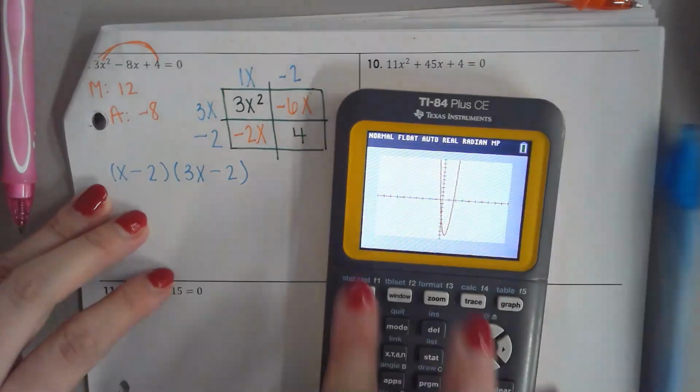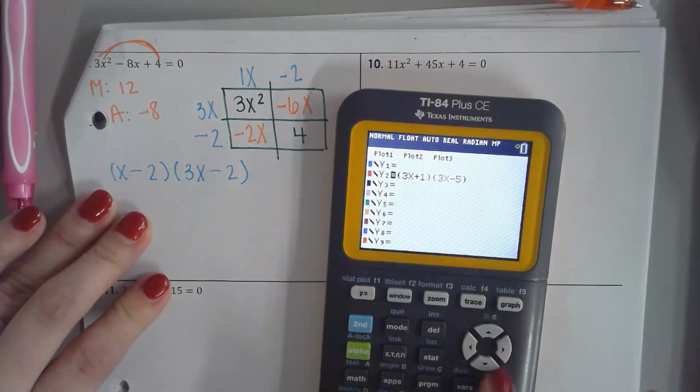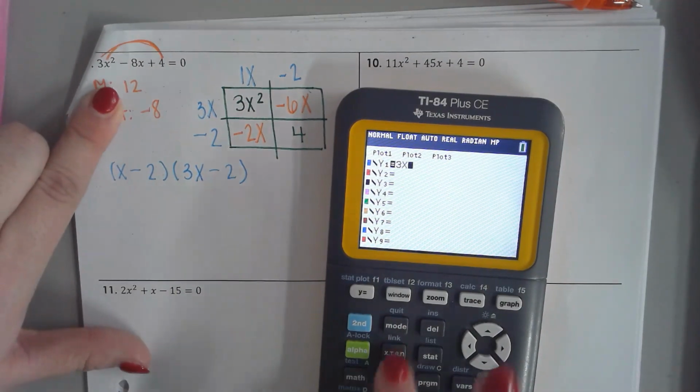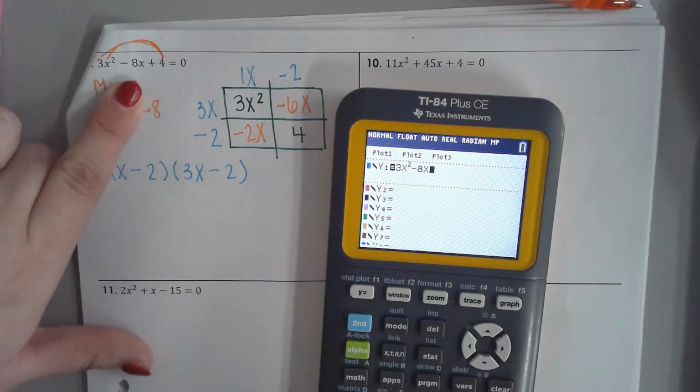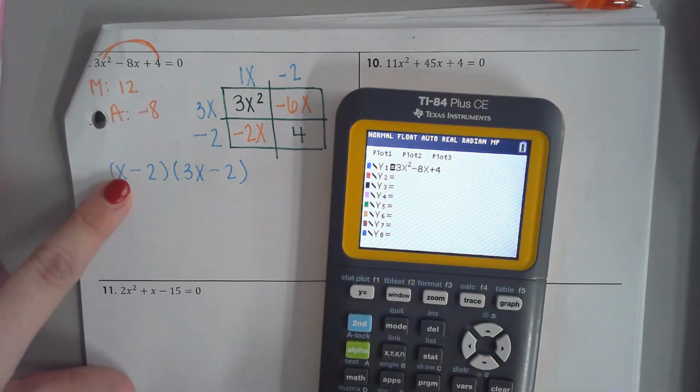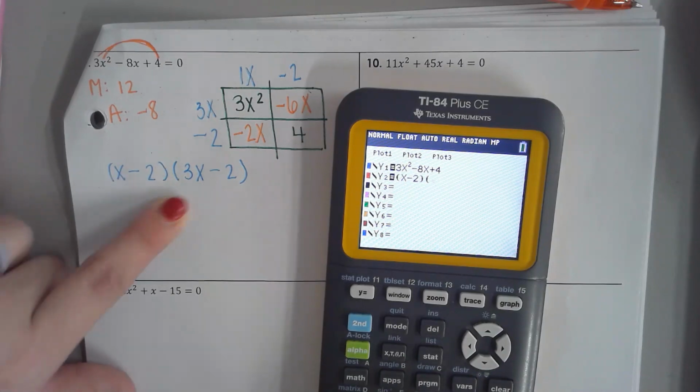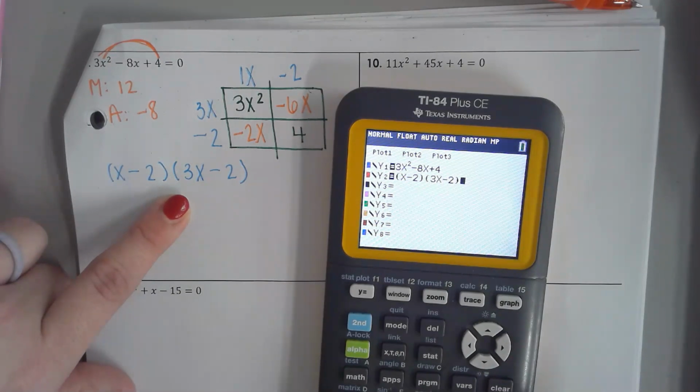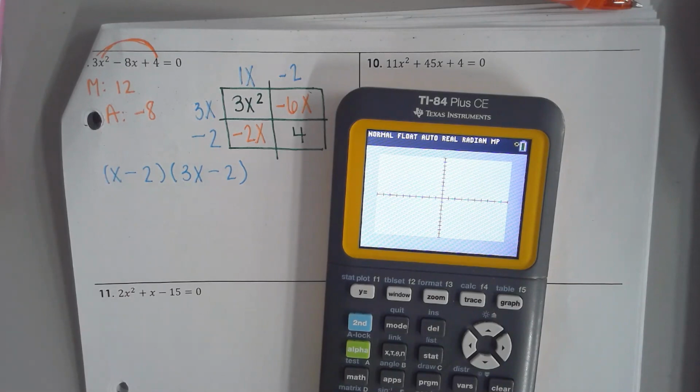If you want to check on the calculator, enter 3x squared minus 8x plus 4, and then check my factors. It does not matter which factor you write first because they're multiplying. 5 times 3 is the same as 3 times 5. And it has finished, and there's one parabola, which means it overlapped. If you do it on your calculator and can see the colors, you'll notice that. So I factored it correctly.